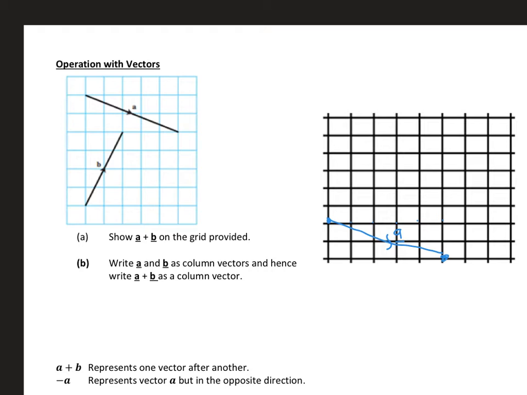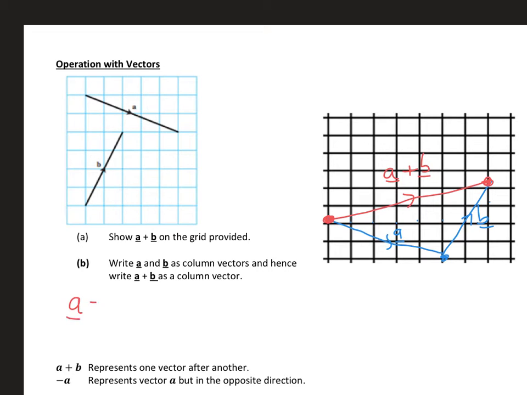And then B goes 2 across and 4 up. So 1, 2, 2, 3, 4. So this vector here is B. So the vector A plus B is the result starting from my starting point, ending in my finish point. So this red vector is my vector A plus B. Yes, that's how I can do it as a picture.